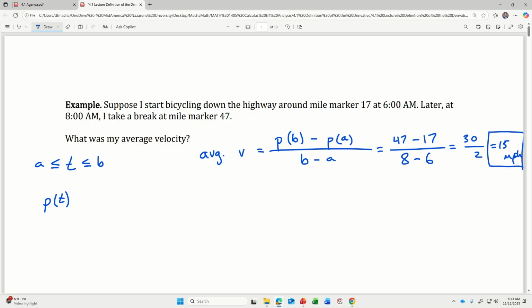So who knows what happened in between? Maybe there were times when I was bicycling really slowly at like 5 or 10 miles an hour to take a little break. Maybe there were times where I was sprinting at 20 to 25 miles an hour to get a little extra work in. But on average, for those 2 hours, I must have been traveling an average of 15 miles per hour. So I can make it 30 miles in 2 hours.